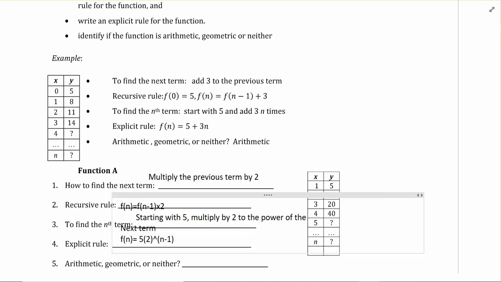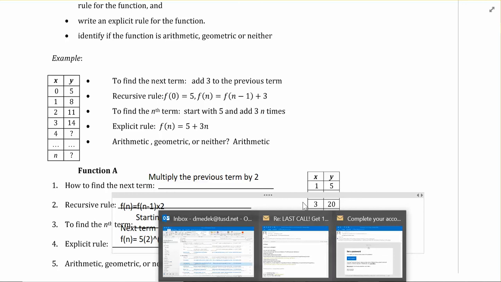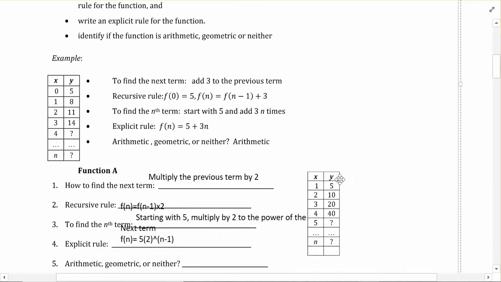Now if this works, I should be able to put 1 in here and get 5. Put 2 in here and get 10. Let's see if it works. Well, if I put a 1, I get n minus 1, which is 0, and 2 to the 0 is 1, and that times 5, yep, gets me 5. Let's see if we get a 10 when we plug in a 2. If I put a 2 in here, I get 2 minus 1, which is 1. 2 to the 1 is 2. 5 times 2 is, yep, it's 10. I think that's the rule.